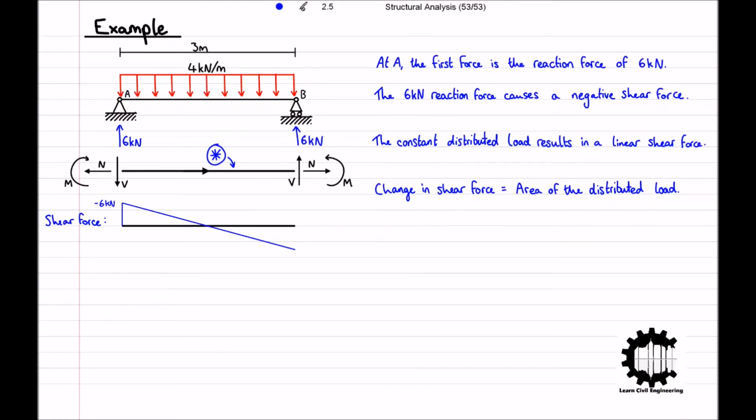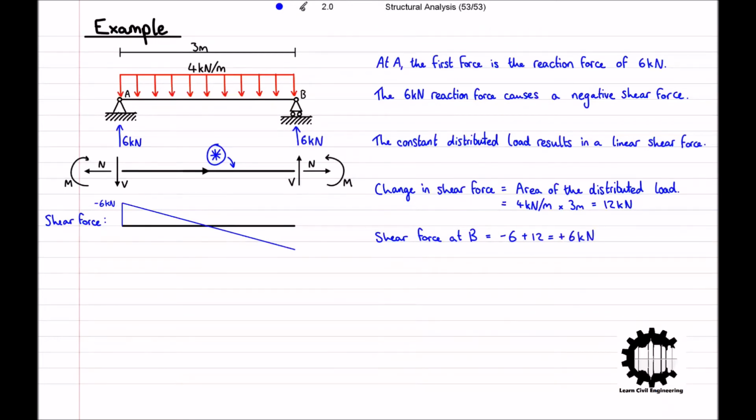To calculate the change in shear force from point A to point B, we need to calculate the area of the distributed load from point A to point B, which for this constant distributed load is simply 4 kilonewtons per metre times 3 metres, which equals 12 kilonewtons. As we know that the shear force increases from point A to point B, we can work out that at point B, the shear force will be equal to -6 plus 12, which equals 6 kilonewtons.